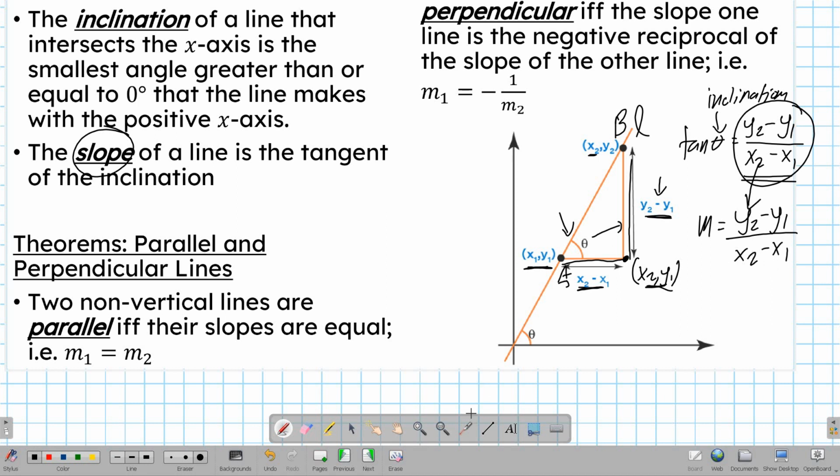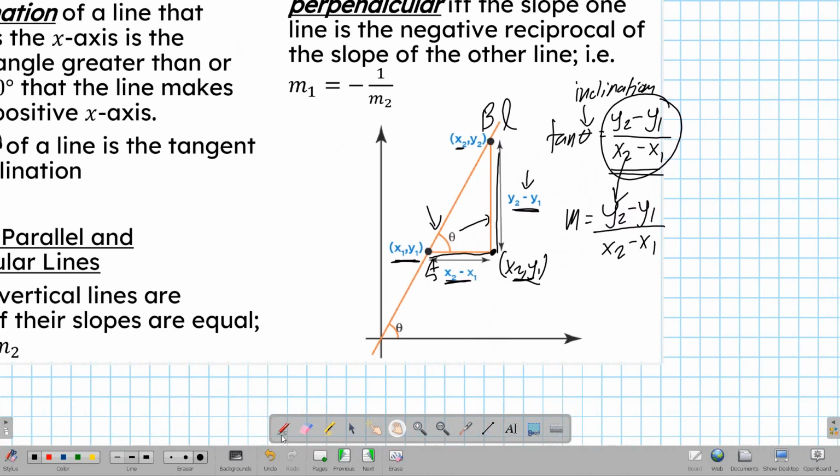Ngayon, madalas, we know y sub 2 minus y sub 1 as rise because it deals with the vertical distance, while the x sub 2 minus x sub 1 is more commonly known as run kasi it deals with horizontal distance. So, para madaling matandaan, rise over run.